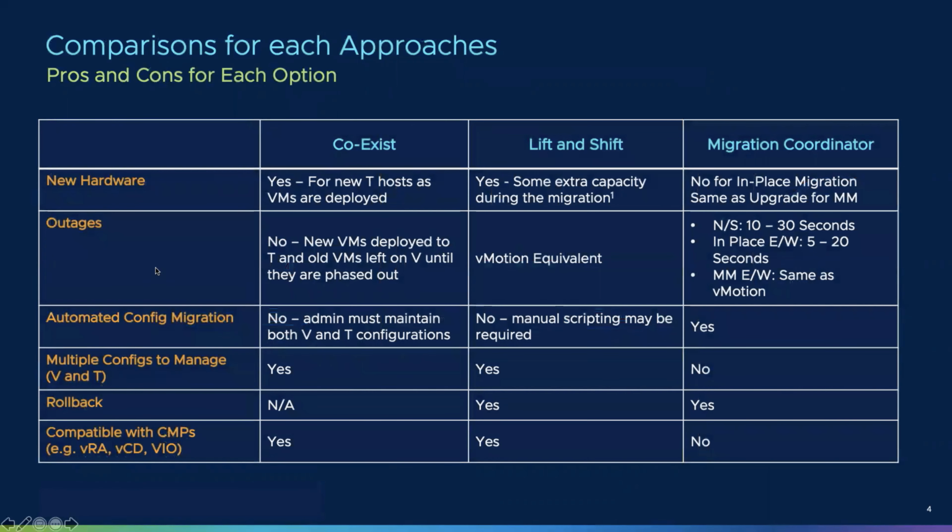So as I discussed, when you go with the coexistence and lift and shift method, you will need newer hardware. In that one, you don't need that newer hardware. So let's say if you cannot have newer hardware, then I think migration coordinator will be the best option for you.